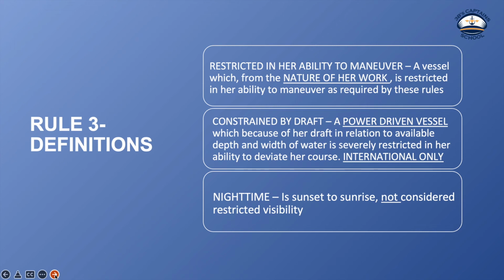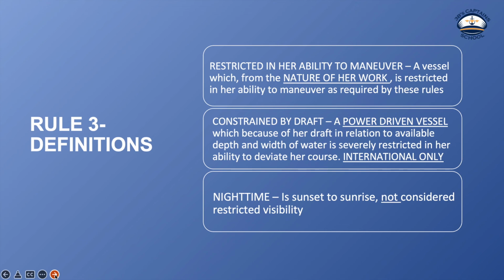Constrained by draft is a vessel which, because of her draft, the depth of her boat in relation to available depth of water and width of water, is severely restricted in her ability to deviate from course. This is only found in international. There is no constrained by draft definition or vessel in inland waters.